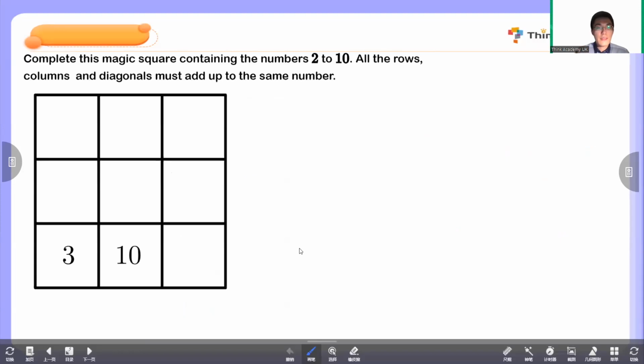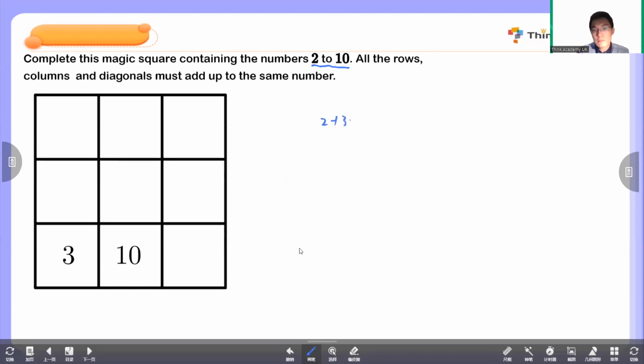Okay, good. Then we can have a look at this one right here. Complete this magic square containing numbers 2 to 10. And all the rows, columns, and diagonals must add up to the same number. So for this one, we don't know the magic sum as well. And we only have 2 numbers.